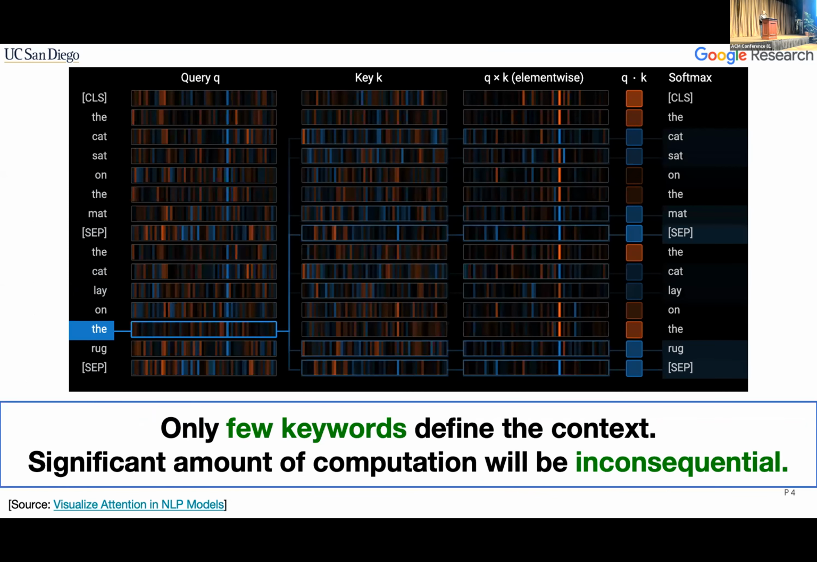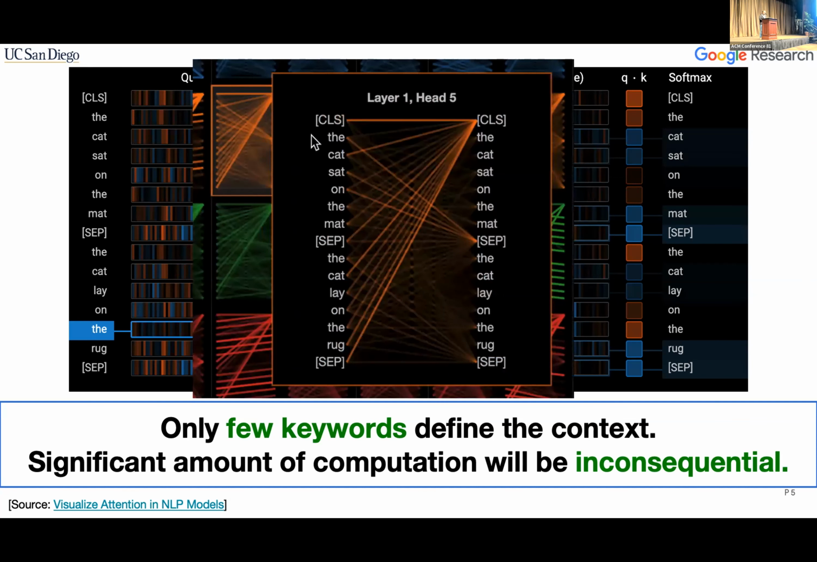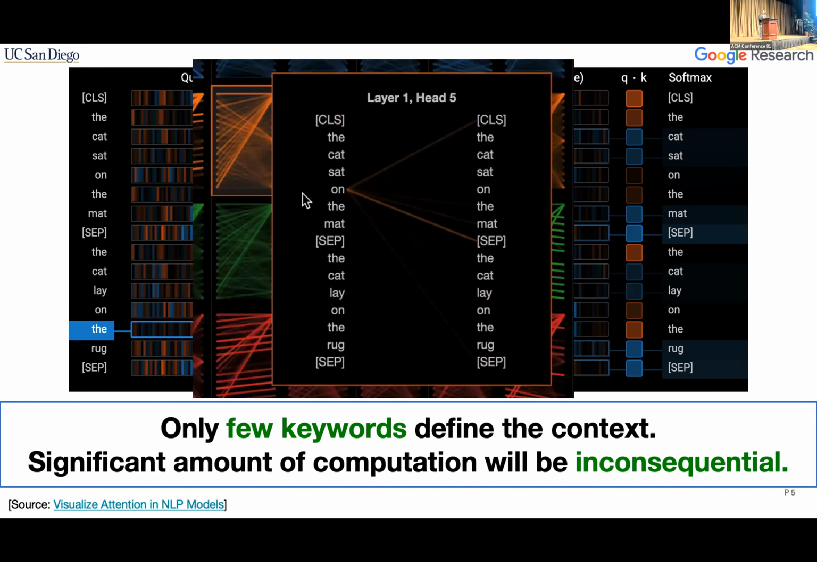So I picked this visualization from an open source project because first, I think it's cool. And then I think it helps to better understand what is happening under the hood. Here you can see the query and key and the corresponding computing scores. As you can see here, highlighting the keyword there, the blue one, it shows that only a few keywords define the context of the whole sentence. And not only that, but also most of the score values are inconsequential, which obviates their computation.